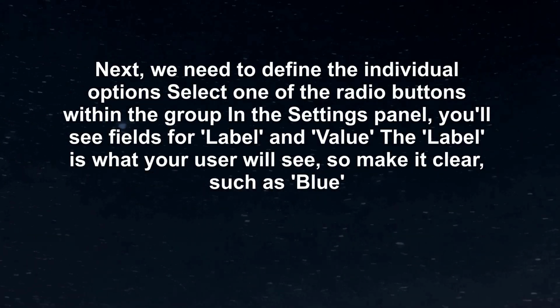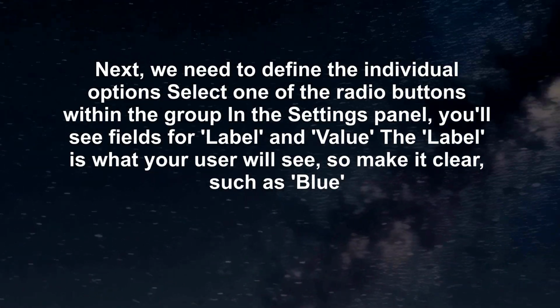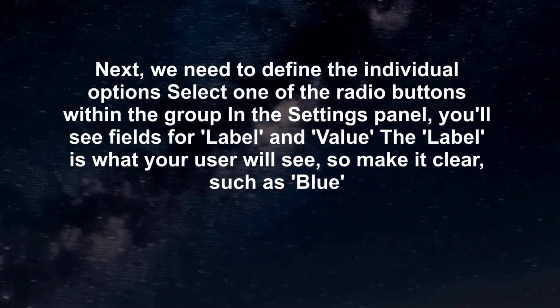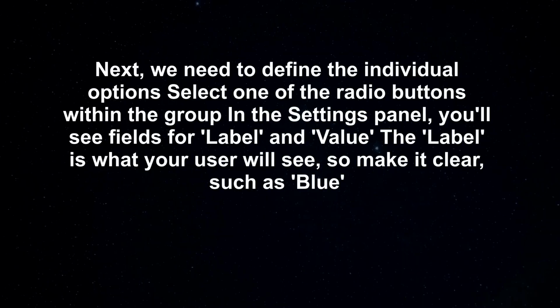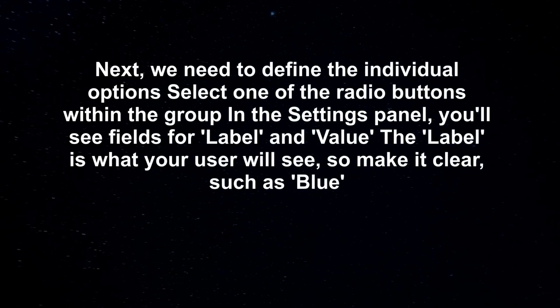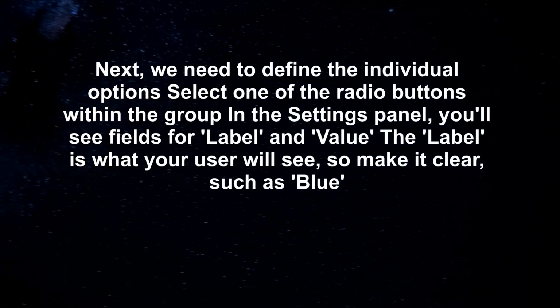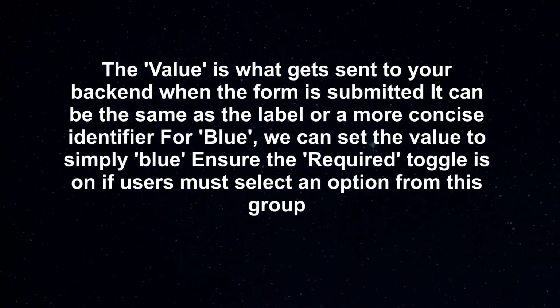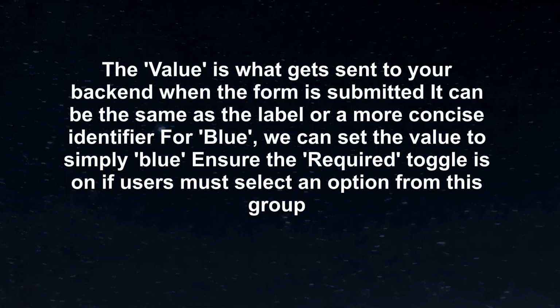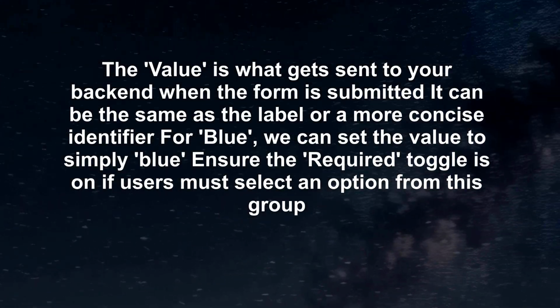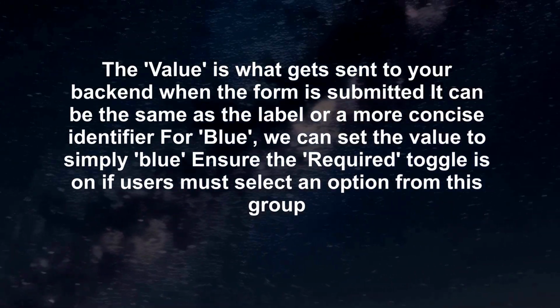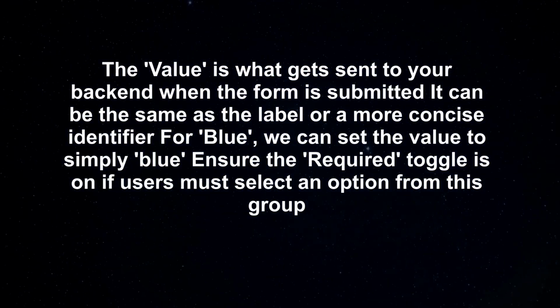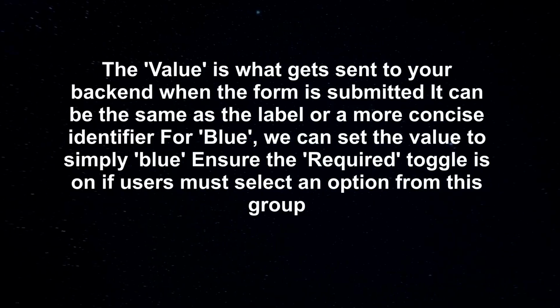Next, we need to define the individual options. Select one of the radio buttons within the group in the Settings panel. You'll see fields for label and value. The label is what your user will see, so make it clear, such as blue. The value is what gets sent to your backend when the form is submitted. It can be the same as the label or a more concise identifier for blue. We can set the value to simply blue.